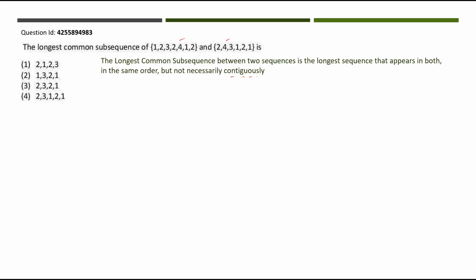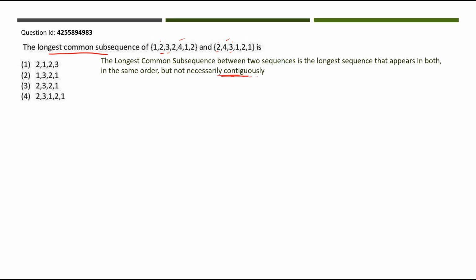Say, for example, after 2 we have a 3 here. After 2 we have a 3 here. But in between we have a 4. That is not an issue. It need not be present continuously, but it is present in the same order. After 2 we have a 3. This is how we have to pick. And the problem here is that you have to pick the longest common subsequence.